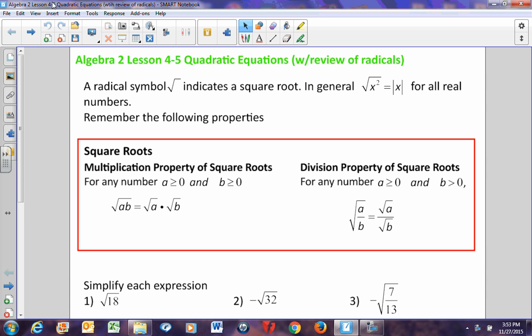We always say it's the absolute value of x because you're looking for the principal square root, which is always the positive square root, and we don't want to accidentally introduce the negative when it comes to variables. So let's remember the following properties.